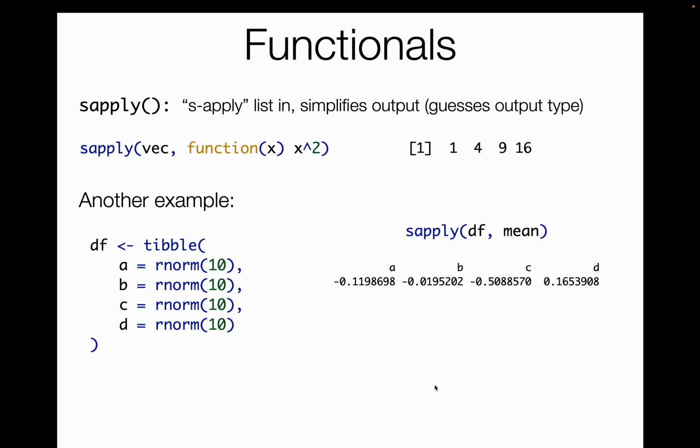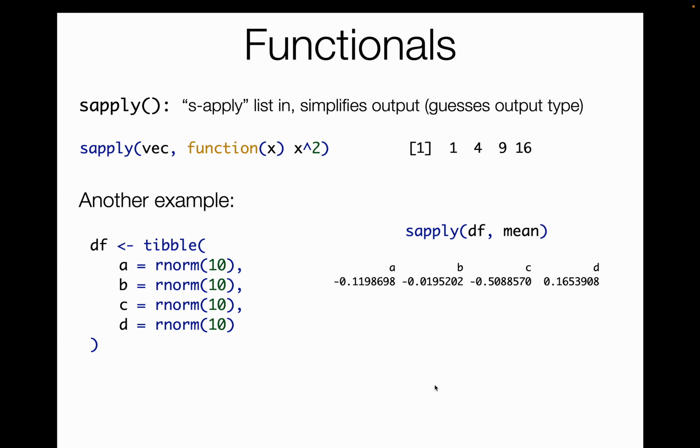Okay. Here's another example. So this time it's with a tibble. So I'm showing you how sapply works on another type of data structure. So I make a tibble. It has 4 columns. Each of them are 10 numbers that come from a normal distribution with mean 0, standard deviation 1. But that's not really important. So I have 4 columns, and I want to find the mean of each column. And so I can run sapply on that data frame.